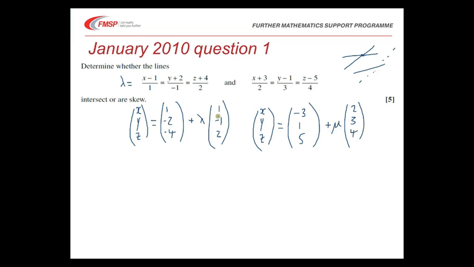Now I want to know, is there a unique value of lambda and mu which would make all three lines of these equations equal? Well, I'll start by solving for x and y. So if I solve for x and y, I've got 1 plus lambda equals negative 3 plus 2 mu. Looking across this line and this line, if my y's are equal, I've got negative 2 minus lambda equals 1 plus 3 mu.